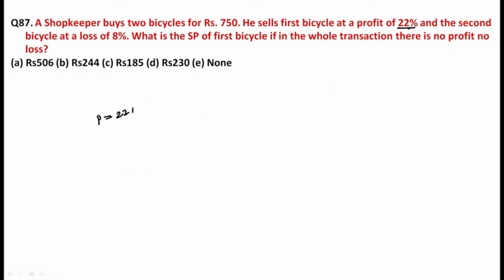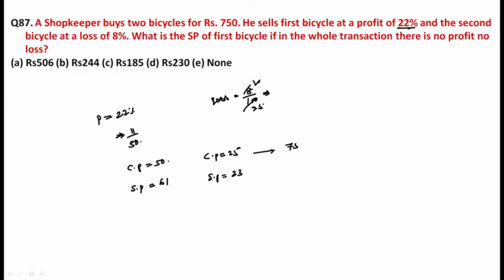The profit is 22%, that is 11 by 50. The cost price is equal to 50, the profit is equal to 11, and the selling price is equal to 61. And the other loss is 8%, that is 8 by 100, so 4 twos are 8, 4 fives are 20, now the cost price is equal to 25. Loss is 2, which means you need to subtract it. Previously I added, that's why I got a wrong one. Now the selling price is equal to 23. Here the total cost is 75, and here the total selling value is 61 plus 23, which is 84.